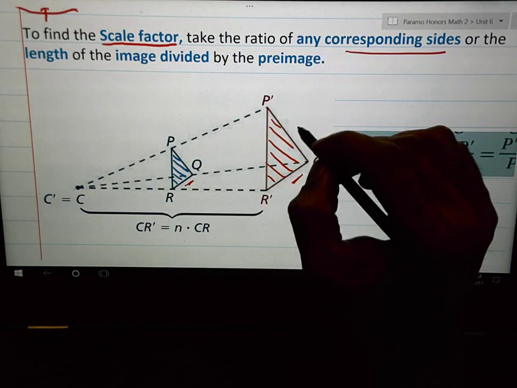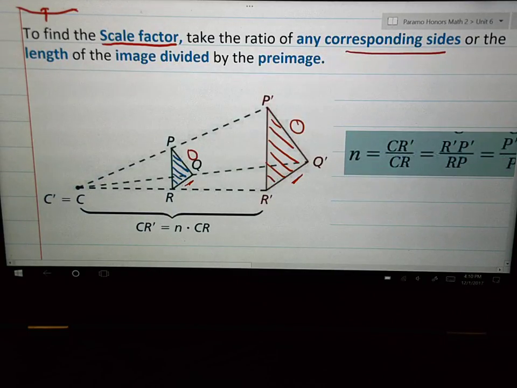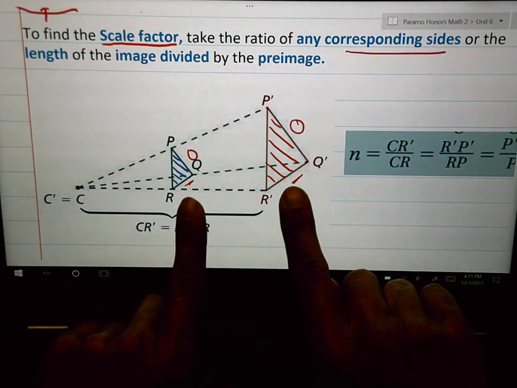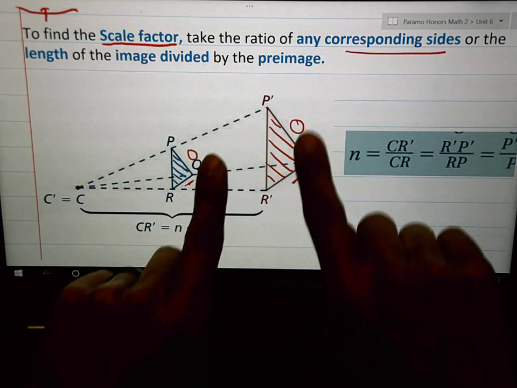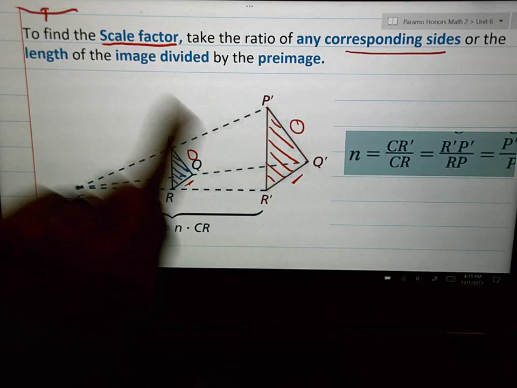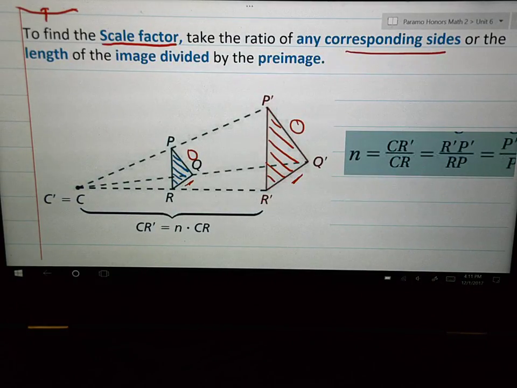Or I can do this other side divided by this other side, Q prime P prime divided by QP. Or you can do this other side. So you can use either one. The sides, you can divide them as long as they're corresponding sides and reduce that in lowest terms, and that's how you find the scale factor. Or there's a second way to do it as well.